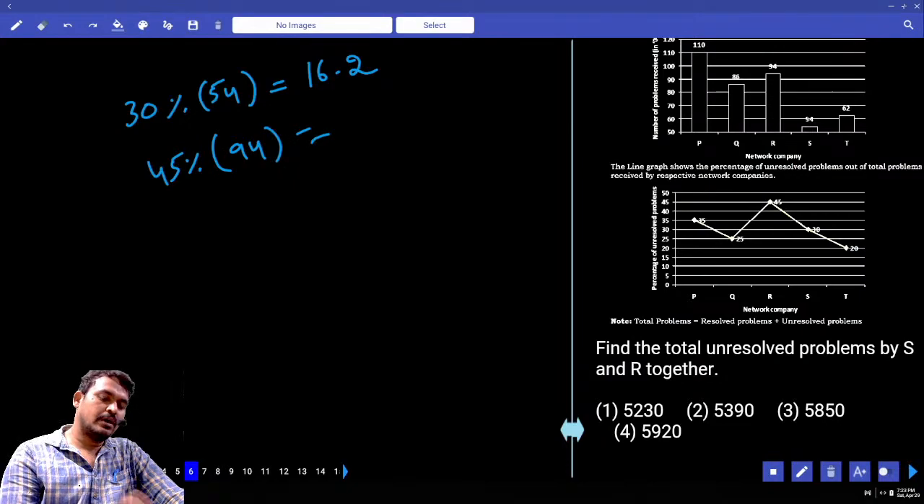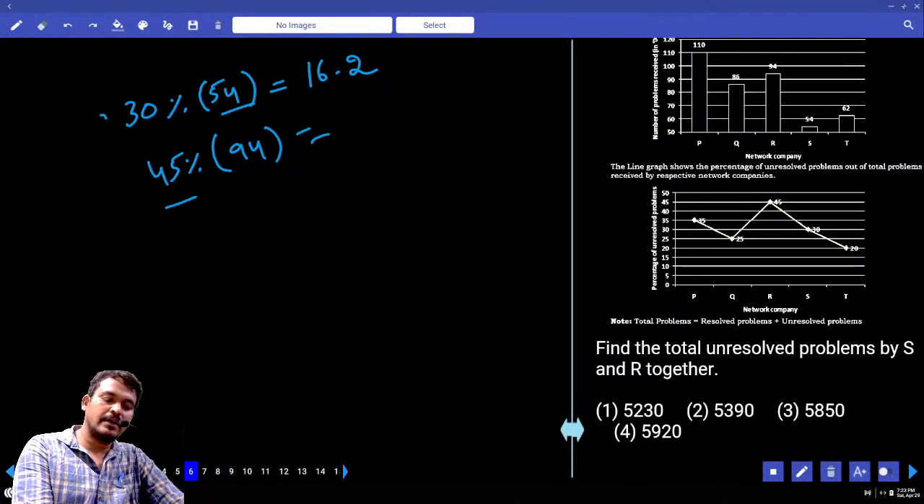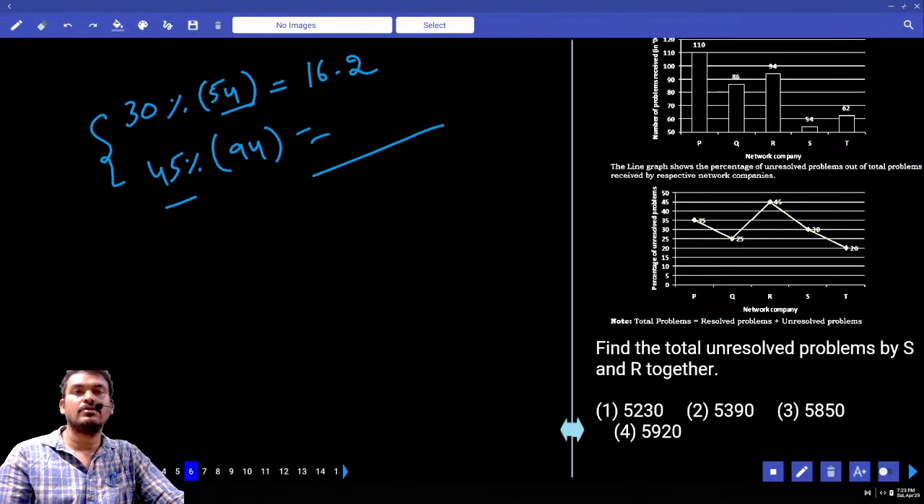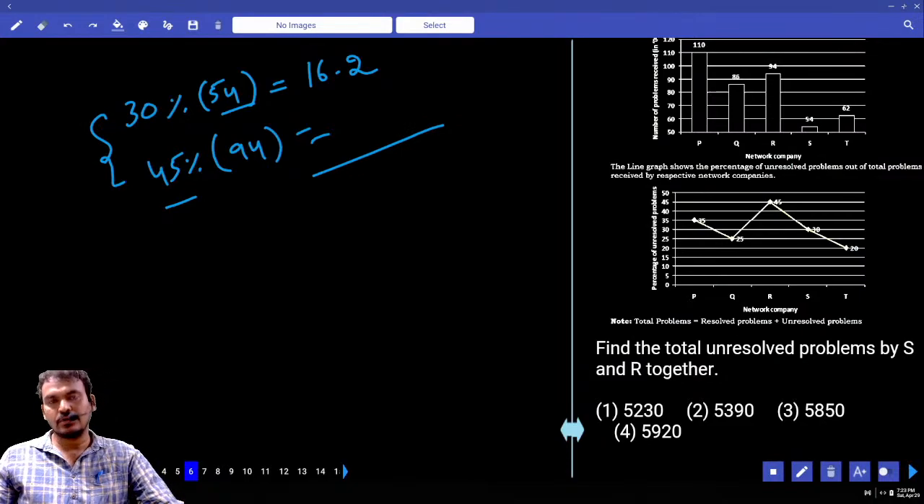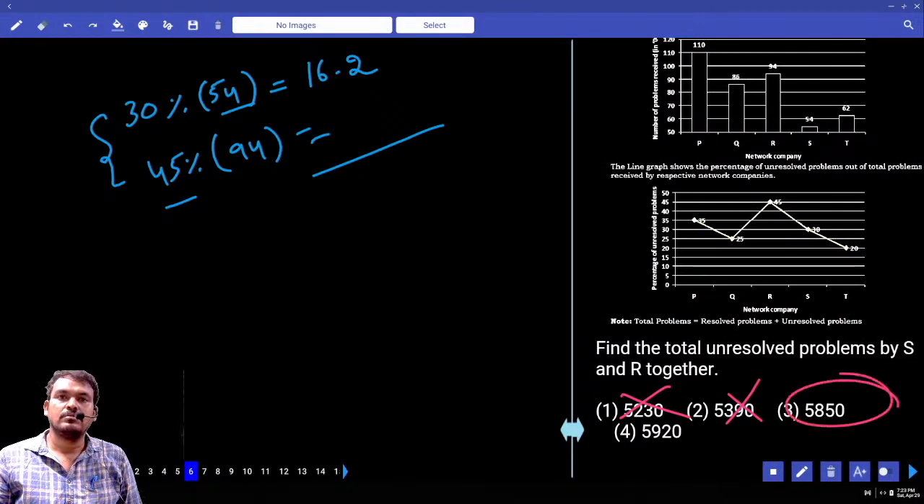Actually these two are adding, we are getting the answer. Okay, 54 is a 9 multiple, 45 also a 9 multiple. Individual values are 9 multiples means the total value also a 9 multiple. First option, 9 multiple? No. Second option? No. Third option? Yes. Fourth option? No.